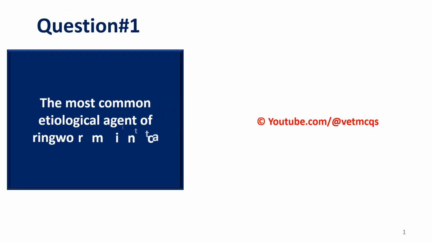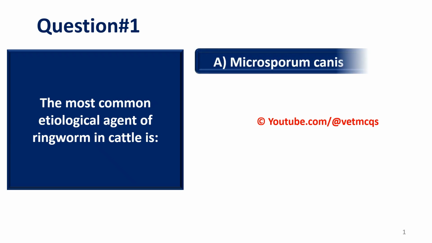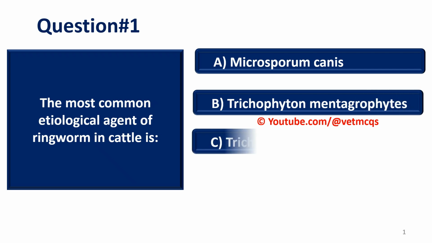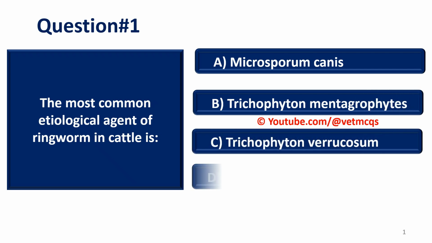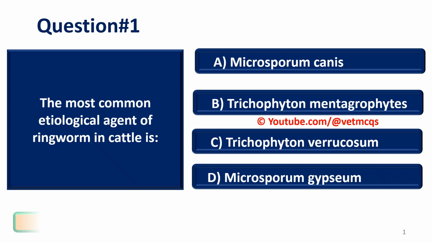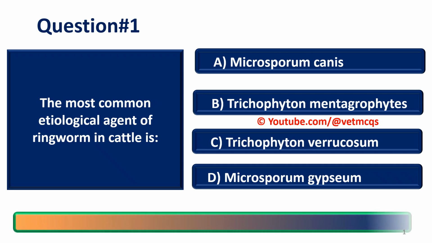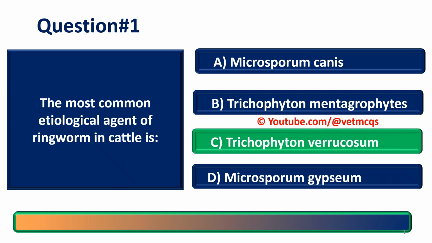The most common etiological agent of ringworm in cattle is Microsporum canis, Trichophyton mentagrophytes, Trichophyton verrucosum, Microsporum gypsum. And the correct answer is option C, that is Trichophyton verrucosum.